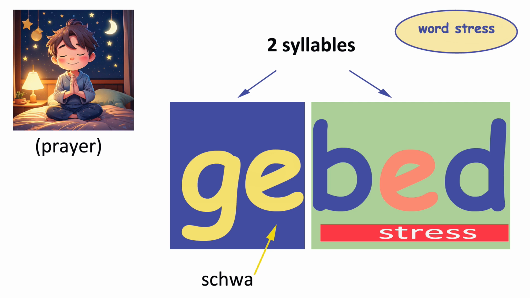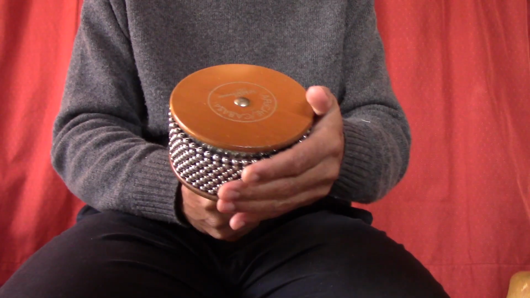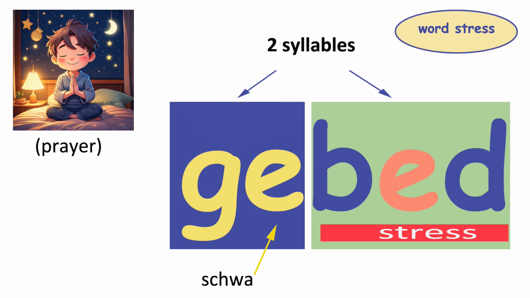Next, let's have a look at the word gebed, meaning prayer. It has 2 syllables. When mimicking the word stress with a percussion instrument, it sounds like this. Gebed, gebed, gebed. The first part of the word, the prefix ge, is unstressed. The second part of the word, bed, is stressed. In the first part of the word, the prefix ge, we have the schwa sound. More on this sound later. In the second part, in the word bed, we have the stressed short E sound.